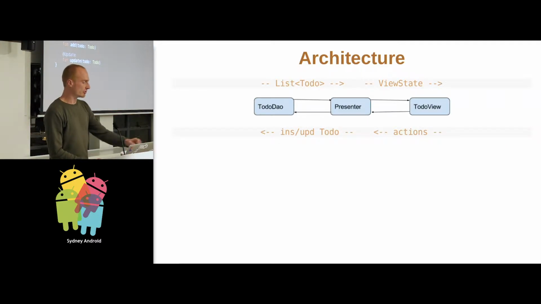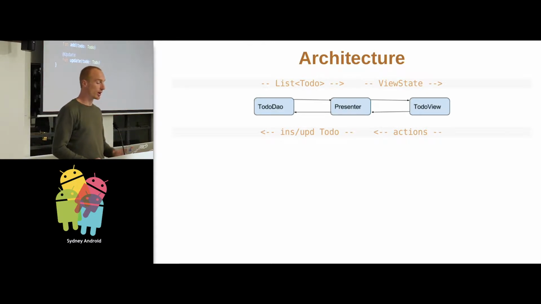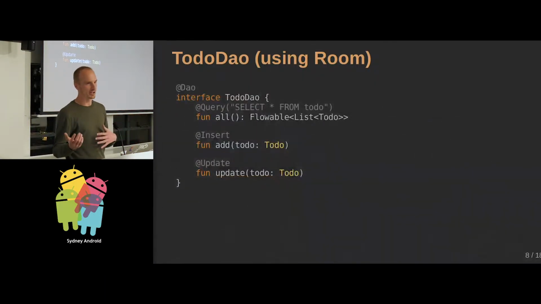So the DAO is just a Room DAO that looks like this. We have a function all, which returns all to-do items that are currently in the data store. And it exposes a Flowable. If you're familiar or not familiar with RxJava 2, Flowable is kind of like Observable with back pressure. Back pressure is a big topic. We're not going to tackle that today. But basically, every time something changes in the to-do table, it will emit a new list of to-do items. And then we've got two methods for inserting and updating.